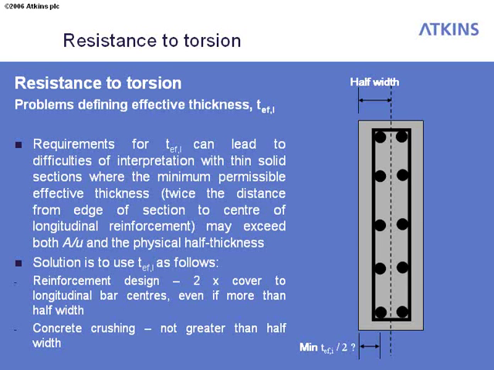Sometimes, if you've got very thin webs, like we have with some of our standard pre-tension beams, you'll find that twice the distance to the centre line of the longitudinal bar is actually more than half the width of the section. So we end up with a minimum wall thickness which is more than half the actual physical thickness of the wall. So the question is, what do you do in that situation? It arises largely because the drafters of the Eurocode didn't imagine that we'd be trying to apply this torsional formula to small beams like M-beams.